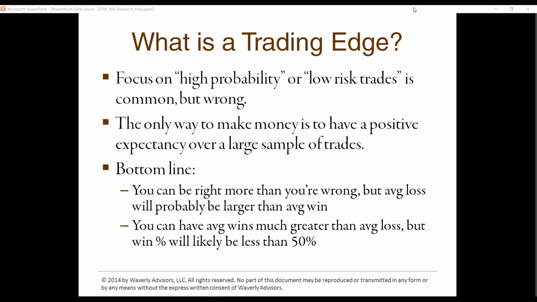There are basically two ways this can work. You can be right more than you're wrong, but in that case, your average loss will probably be larger than your average win. So if you're a high probability trader, you're probably going to have larger losses than wins. There are also many trend following systems that have very low win ratios, under 30% sometimes, and people have difficulty handling that and trading that. However, these systems can be fantastically profitable.